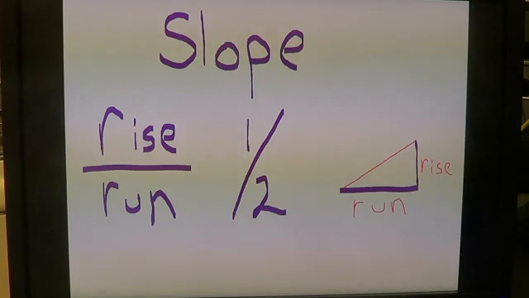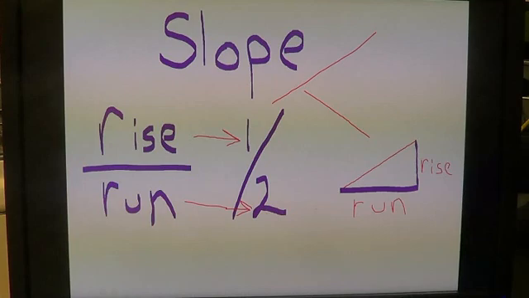Slope? Well, you see, it's the slant. It's something like that, or it's something like that. And it's the rise. Here we have a rise of 1 over a run of 2. And so let's see what that looks like. Here we have a run of about 2 and a rise of 1.